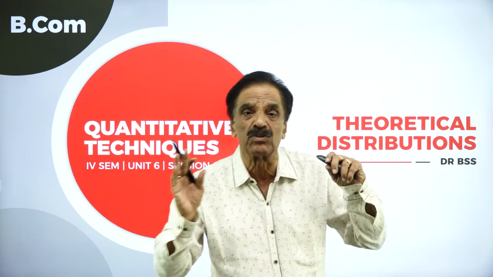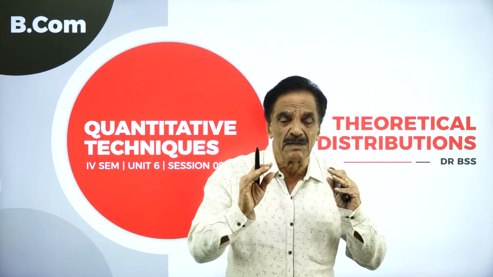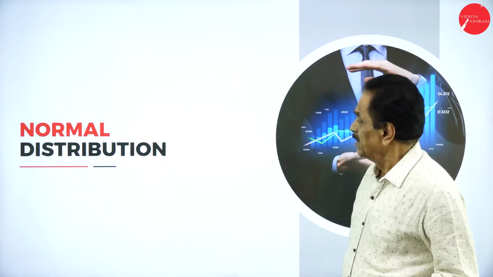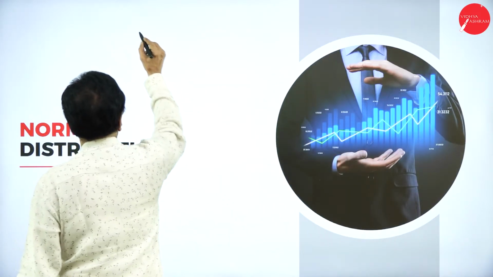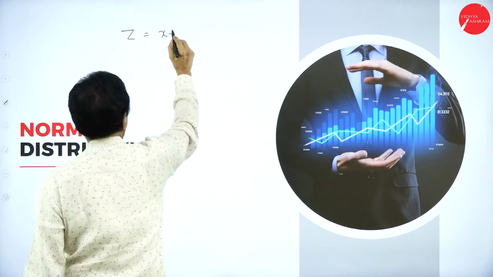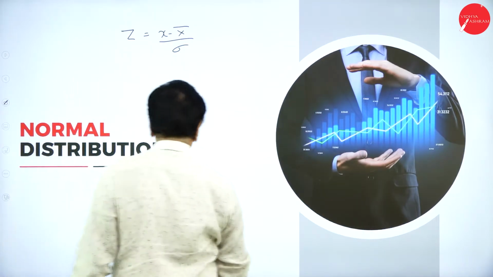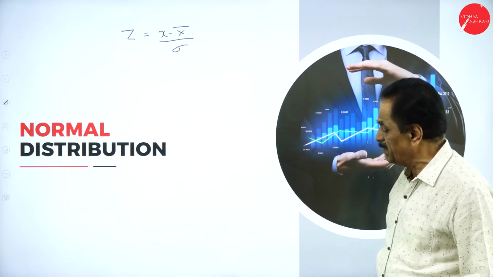Already we discussed about seven to eight problems. Some more problems we are going to discuss about the normal distribution. So, what is the formula for normal distribution? Z is equal to X minus mean divided by standard deviation.